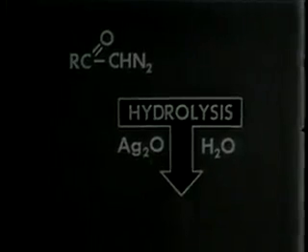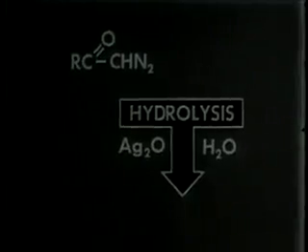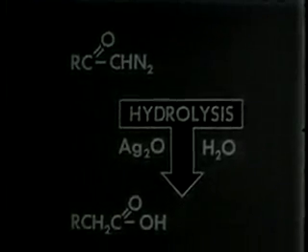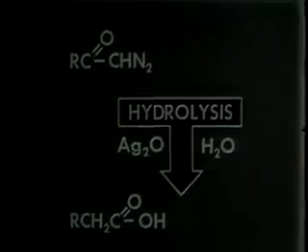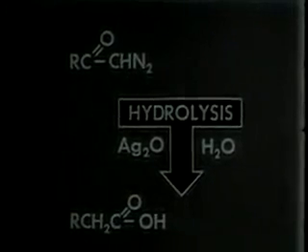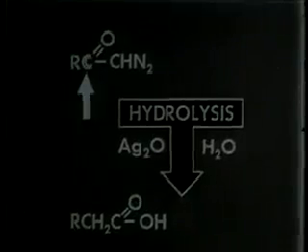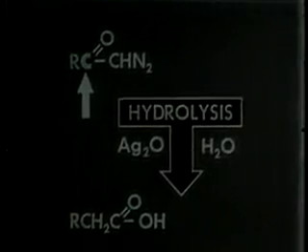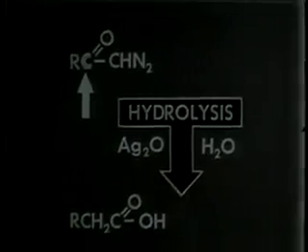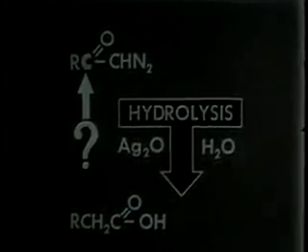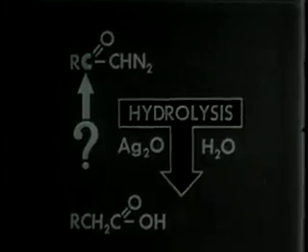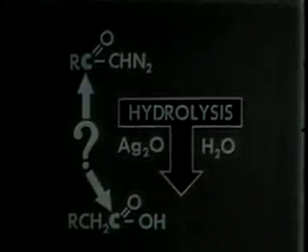Hydrolysis of the ketone in the presence of a silver oxide catalyst produces an organic acid containing the same number of carbon atoms. Does the carbon atom which holds the oxygen of the diazoketone rearrange with the terminal carbon during hydrolysis to become the new carboxyl carbon, or does it remain in its original position?